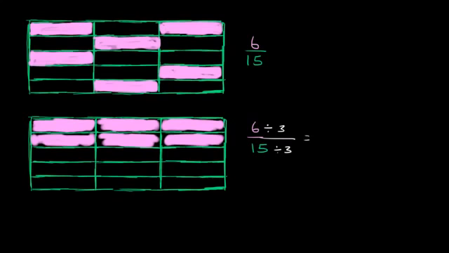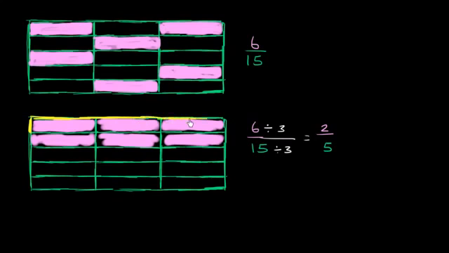We get 2 over 5. Now, how does this make sense? How does this make sense in the context of this diagram right here? Well, here we start off with 6 shaded in. You divide by 3, you have 2 shaded in. So what you're essentially saying is, let's group these into sections of 3. So let's say that this right over here is one section of 3.